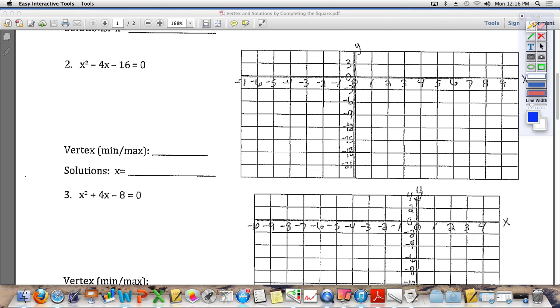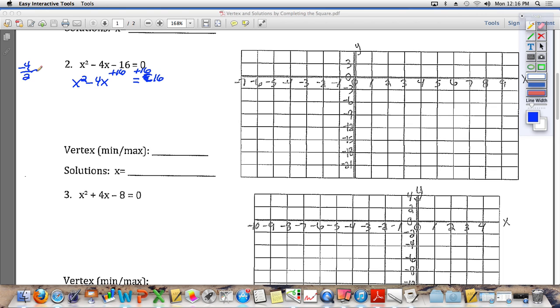So, the first thing that you need to do is complete the square to find the vertex and the solution. So what do we do to complete the square? Add 16. So I add 16 to the left, I add 16 to the right, leaving me with x squared minus 4x, I'm going to leave some space, equals, not 0, equals 16.